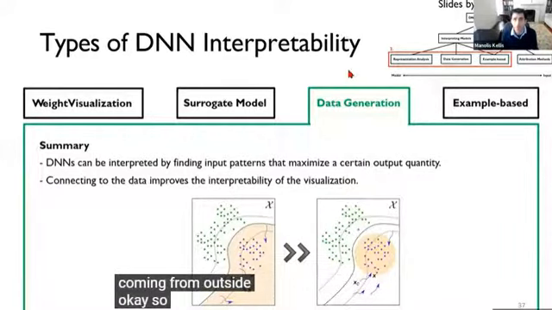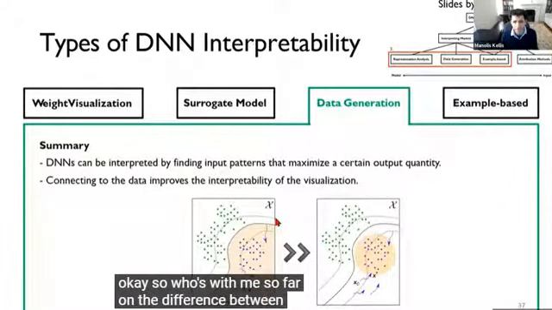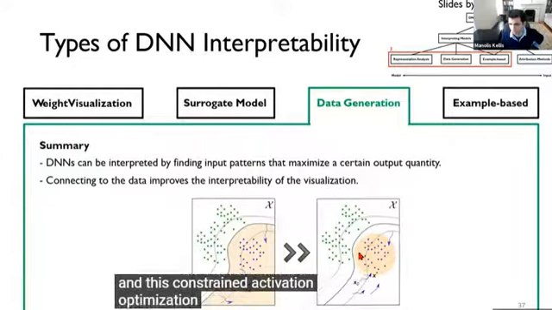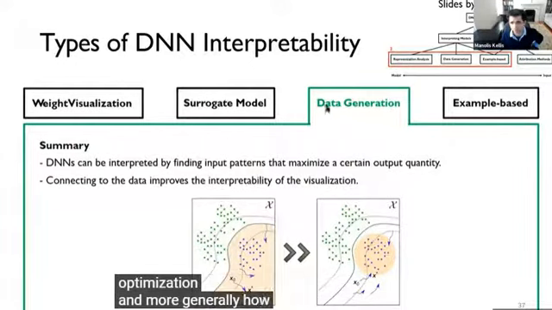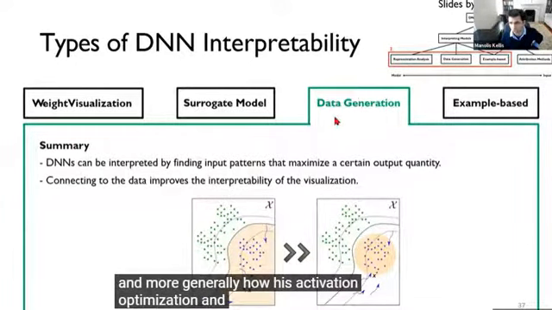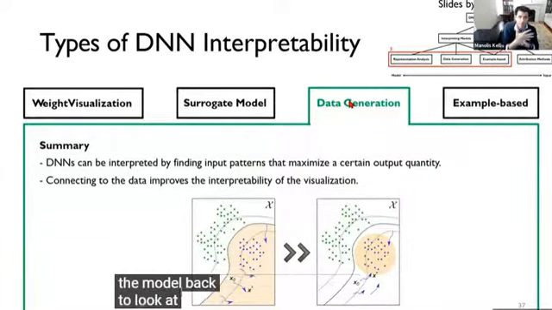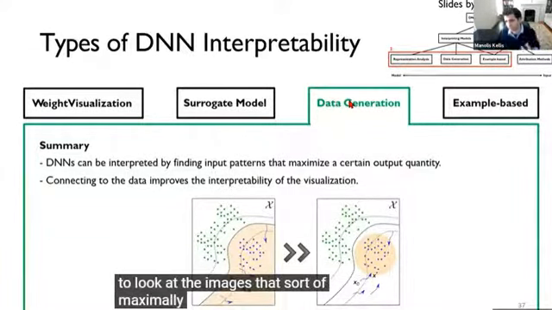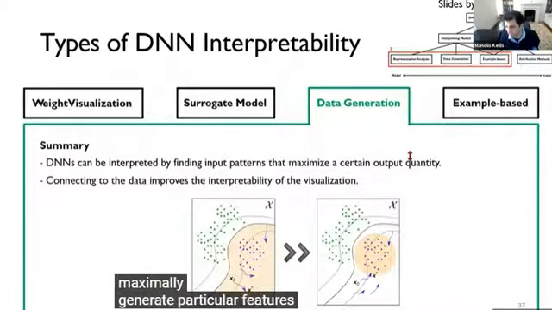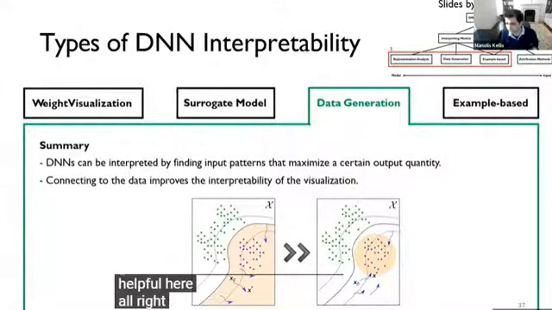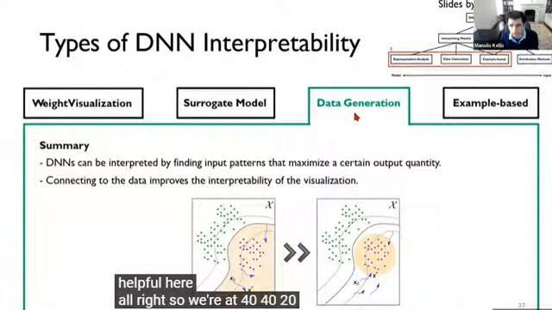Okay, so who's with me so far on the difference between this unconstrained activation maximization and this constrained activation maximization, and more generally, how activation maximization and data generation, going from the model back to look at the images that maximally generate particular features, can be helpful here. All right, so we're at 40, 40, 20, 0, 0.